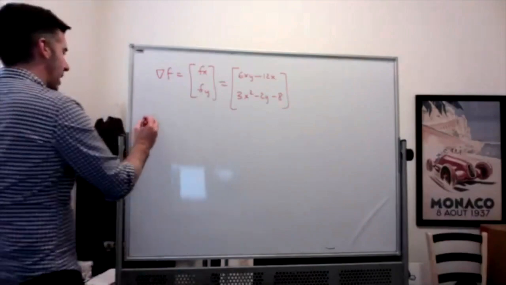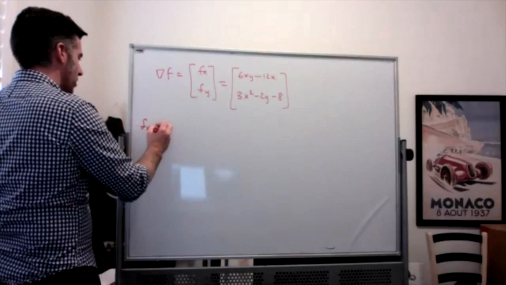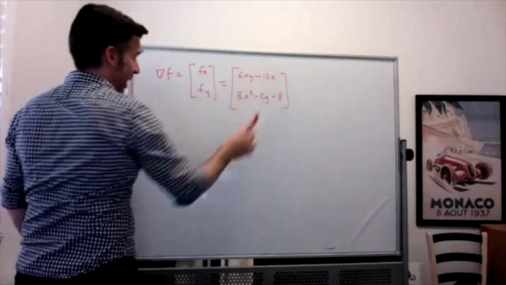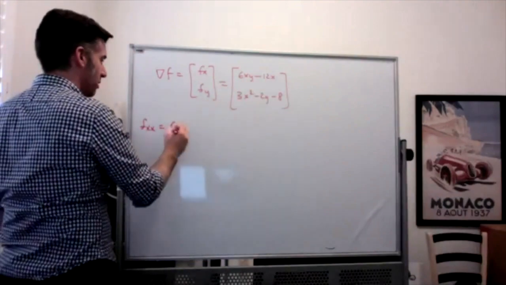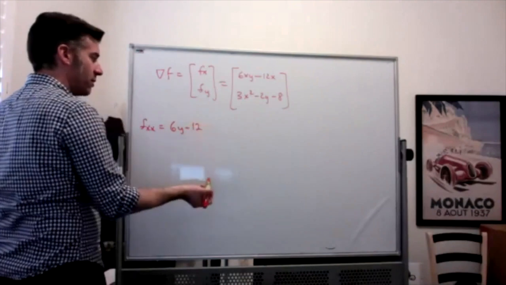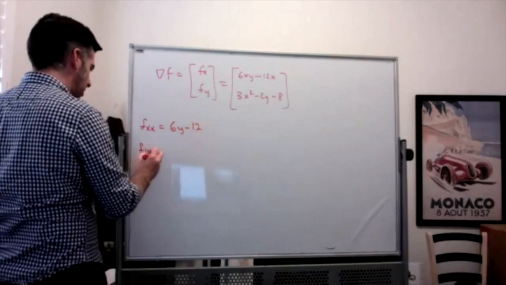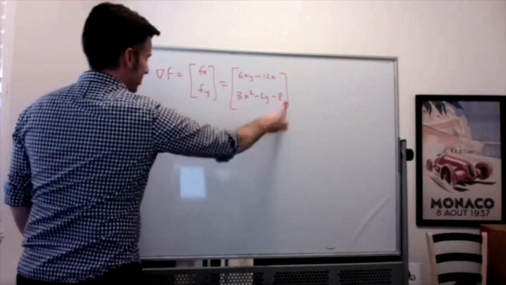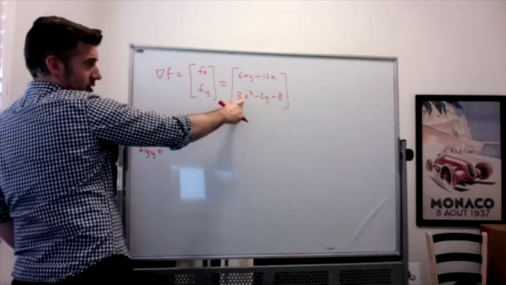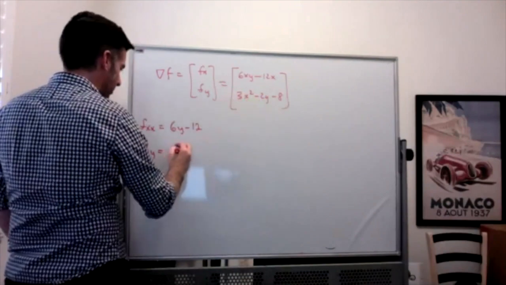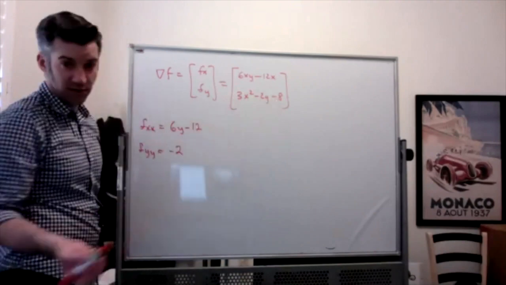So then to find fxx, we're going to take the derivative of this with respect to x, which is going to be 6y minus 12. To find fyy, take the partial of this with respect to y. Derivative of that is 0. Derivative of negative 2y is negative 2. And the derivative of negative 8 is also 0.